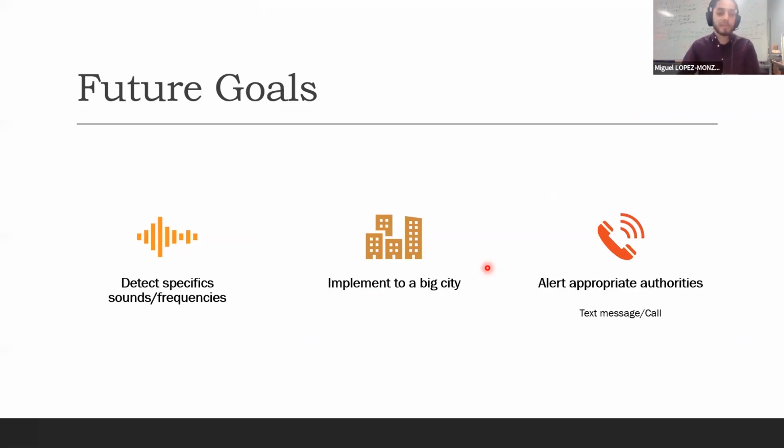And future goals for this project, I definitely would want to detect specific sounds, generally frequencies. So you want to be able to record the frequencies of gunshots, car accidents, so that you're not picking up random sounds and logging hundreds and hundreds of sounds that you don't need. So in order to be able to detect these frequencies and sounds, you're able to distinguish what you actually want to pick up and what you don't want to pick up.